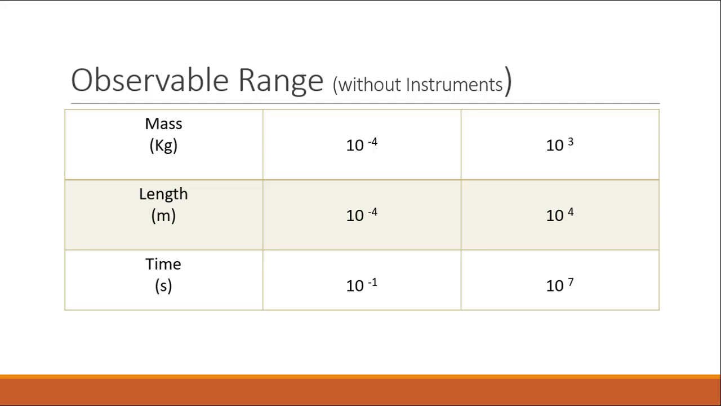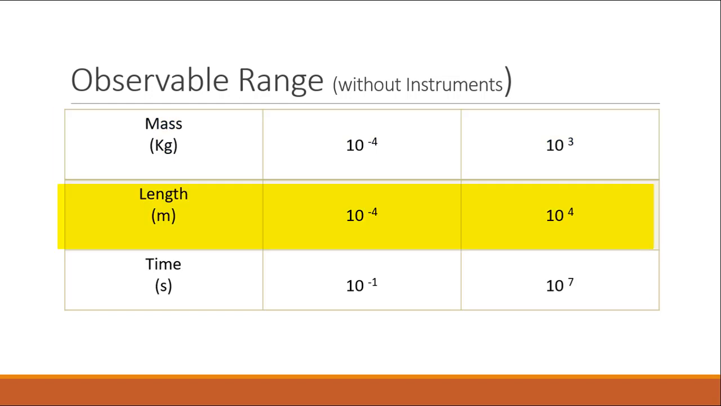By observable range, I mean the range of a physical quantity which can be measured without any physical instruments. For mass, the lower limit is a fraction of a gram and the upper limit is 1,000 kilogram. These masses can be measured and observed without any physical instruments. These masses can be estimated.